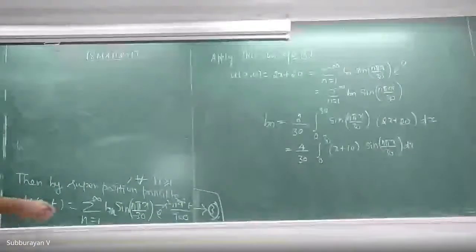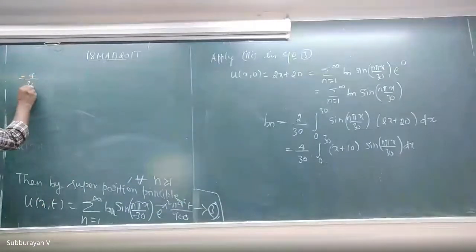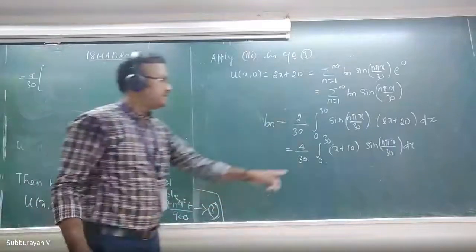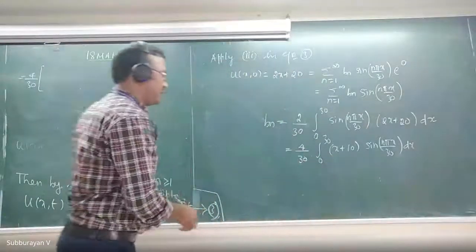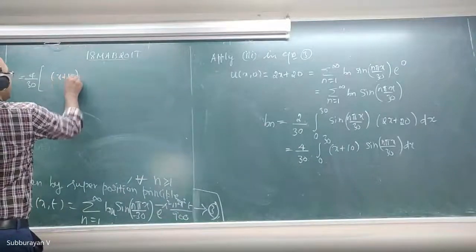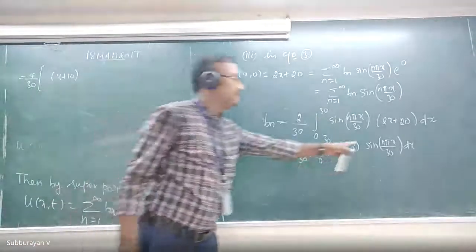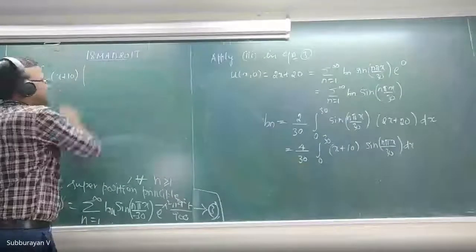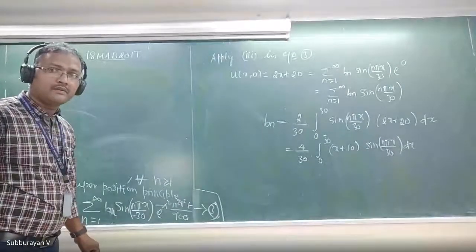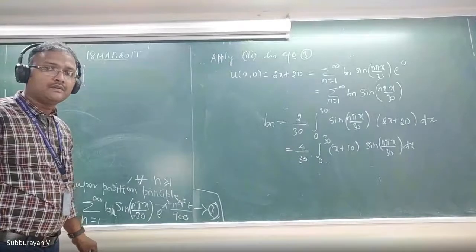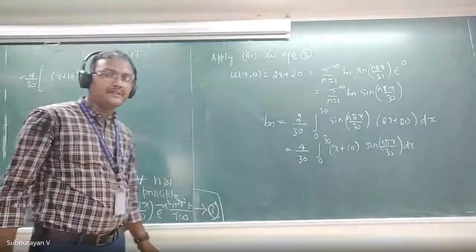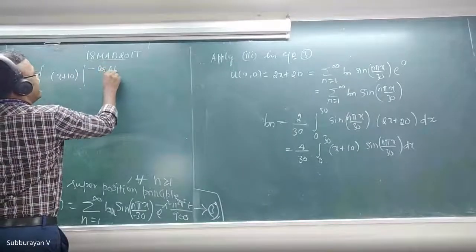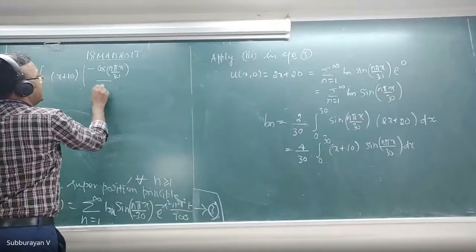By Bernoulli's formula, what will you get? So this is 4 divided by 30. This is u and this is v. Therefore, x plus 10 into integration of sin(n pi x by 30). What is the integration of sin(n pi x by 30)? Minus cos(n pi x by 30) divided by n pi by 30. Very good.